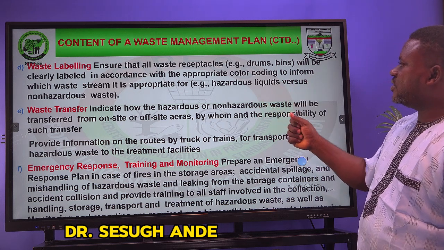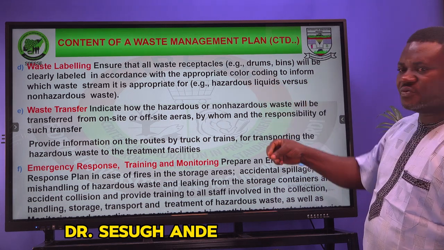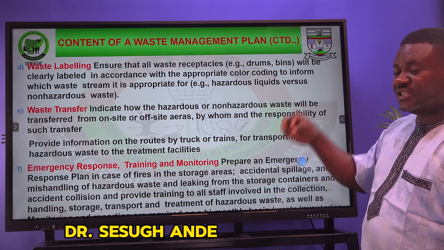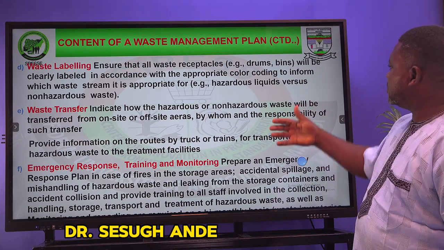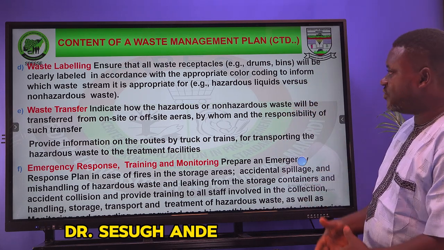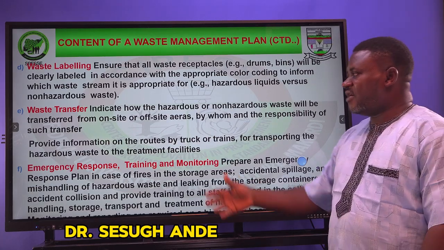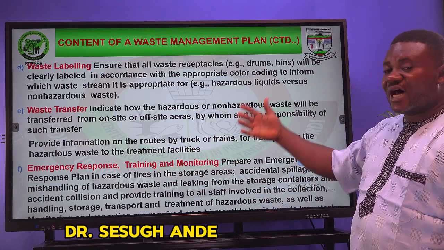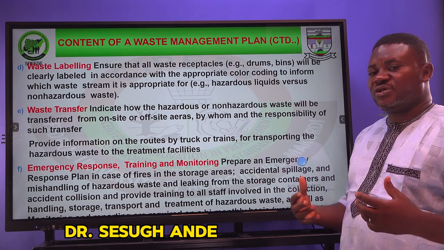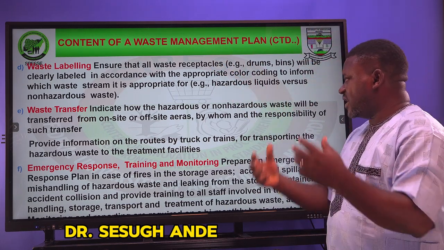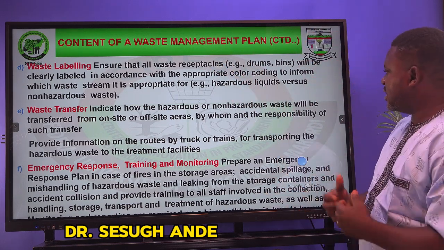It's continuing. You have the waste labeling. It has to be labeled. The type of waste that is being generated has to be labeled. Is it in drums or bins? They have to be clearly labeled according to the appropriate color. And then you have the waste transfer, which indicates how the hazardous or non-hazardous waste will be transferred from site or off-site and so on.